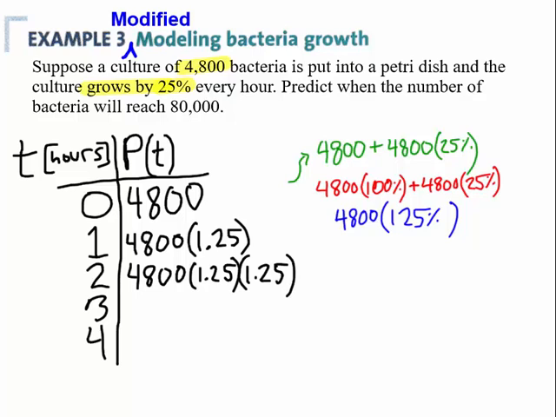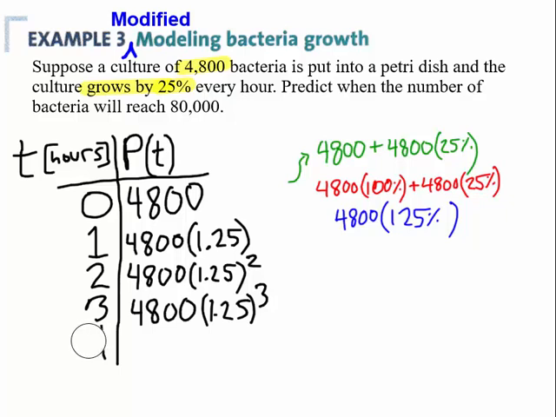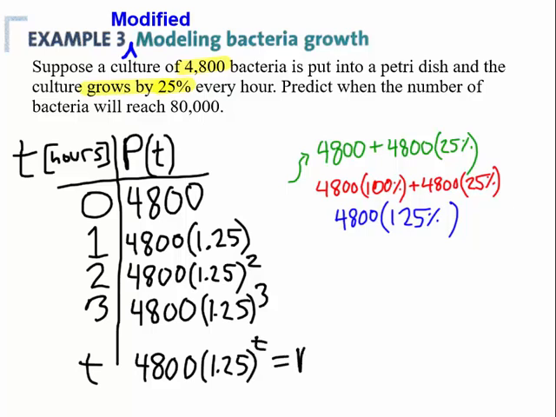But of course, we know it's more efficient just to write 1.25 squared. And you see where this is going. The next column would be 4,800 times 1.25 cubed, and so on. So in general, for any time t, the bacteria population would be 4,800 times 1.25 to the power of whatever t is. That is going to be my bacteria population.